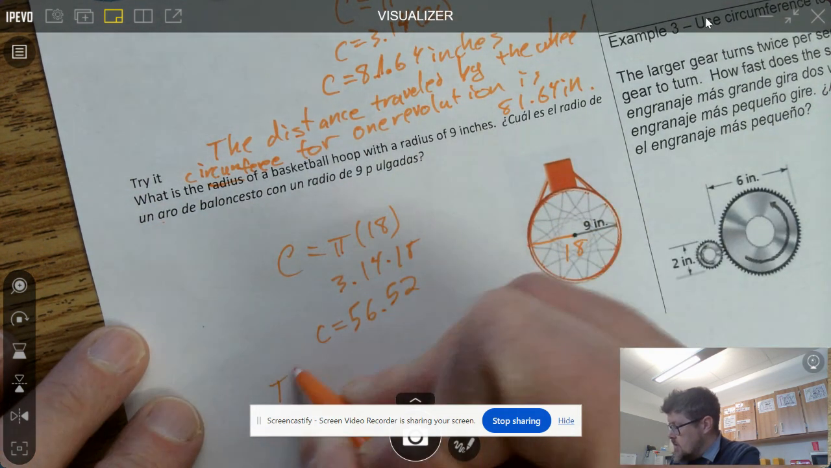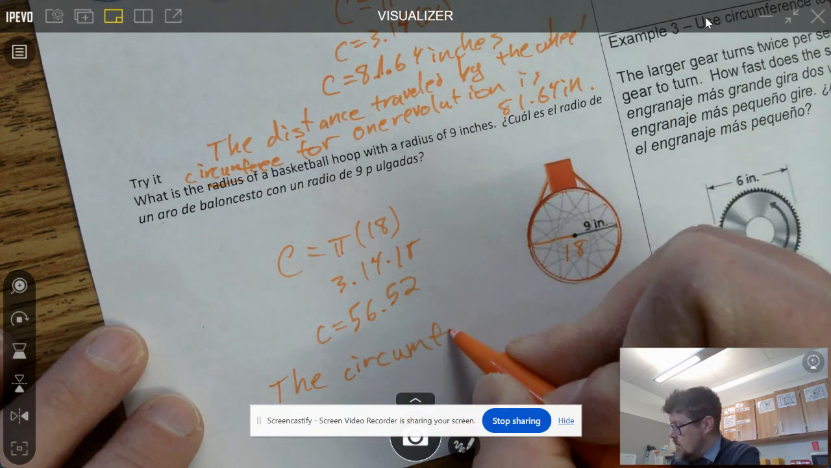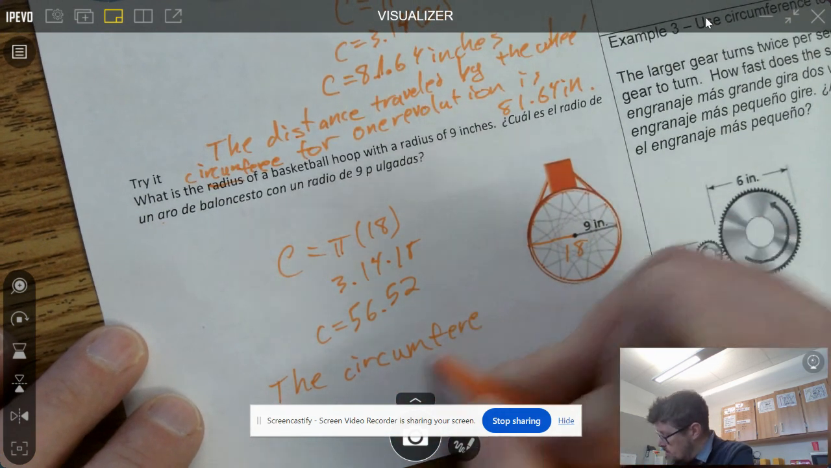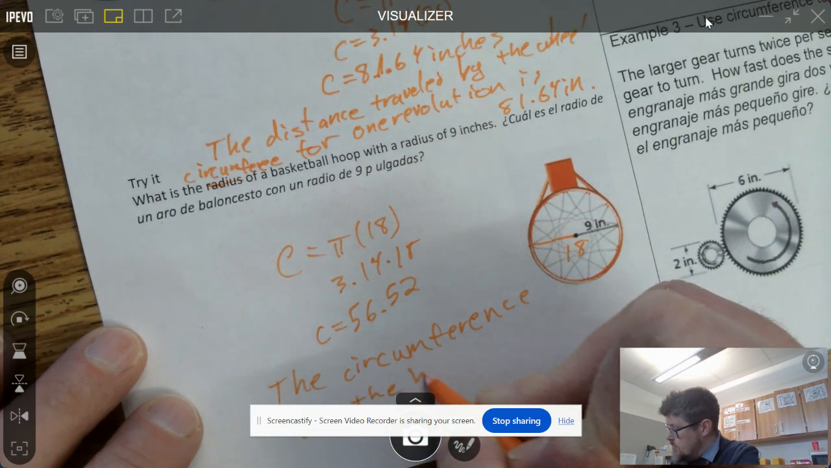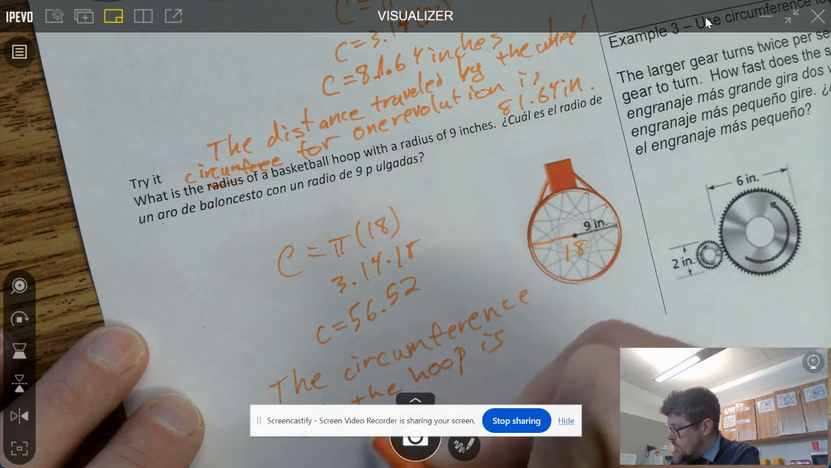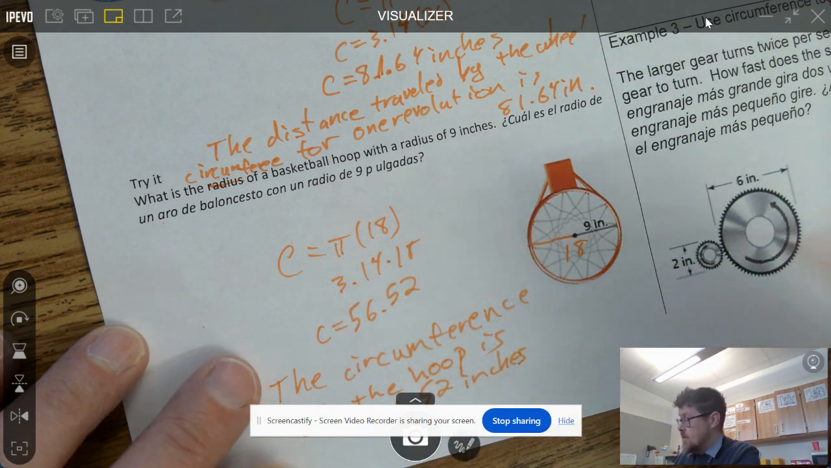So the circumference of the hoop is 56.52 inches.